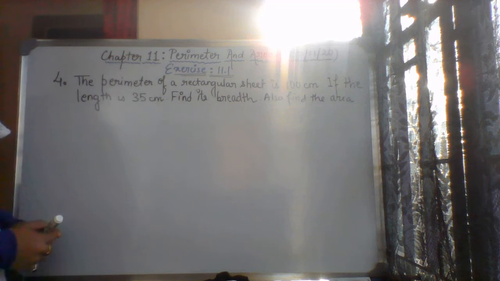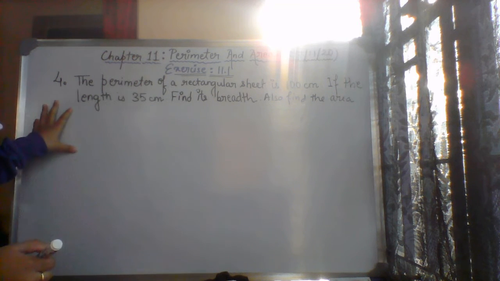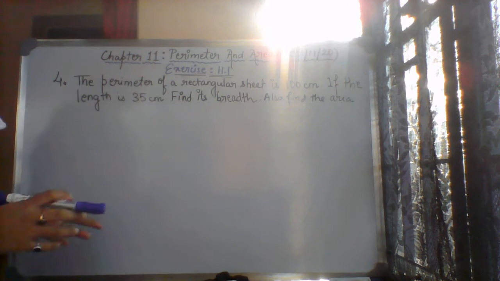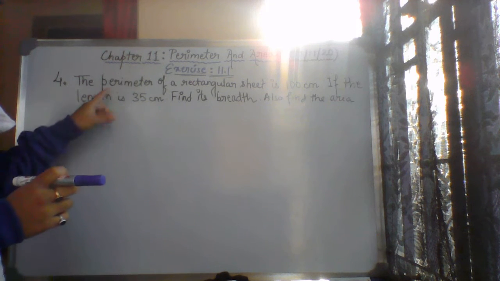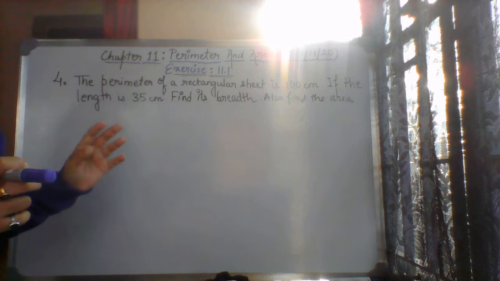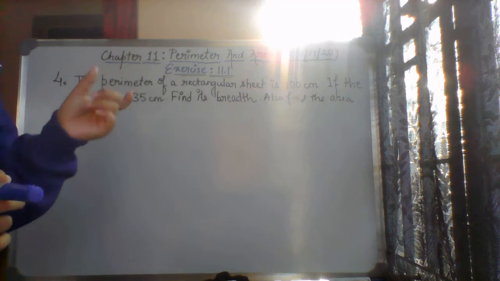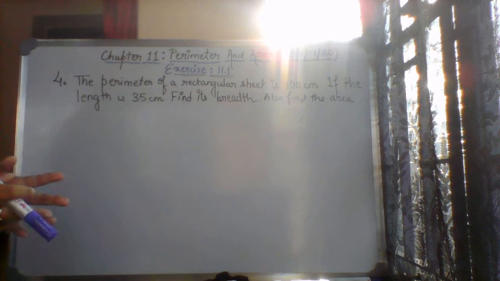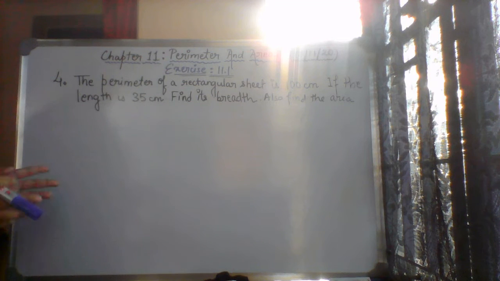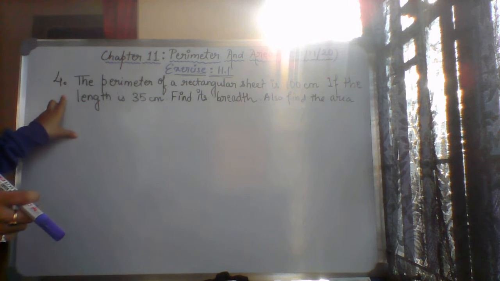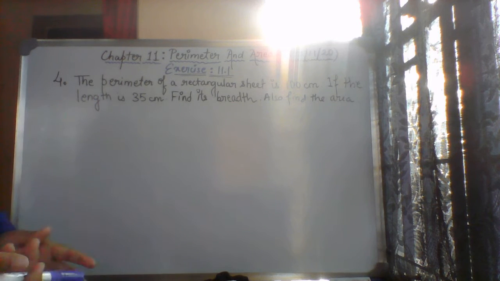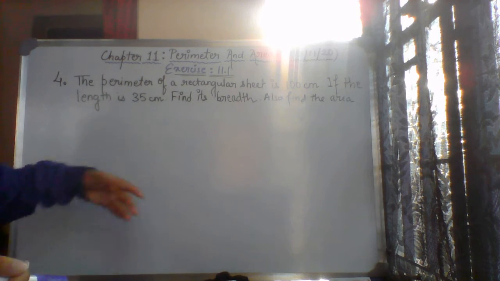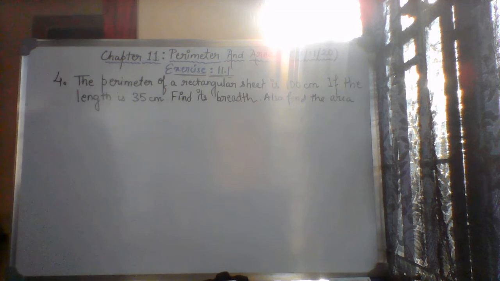Now question number 3 we have not done. Question number 3 and question number 4 are totally equal. Only one thing is that here perimeter is given, there in the third question area is given, with the same type of question. So out of 3 and 4 we are doing the fourth question. If you understand this one, you can easily do the third question. So that will be your homework, the third question.